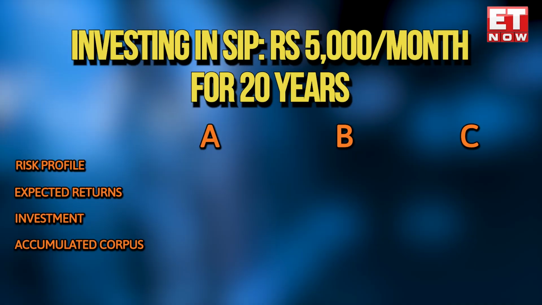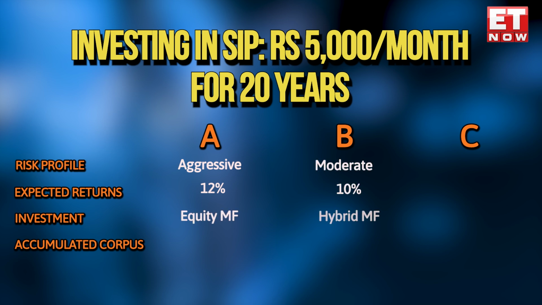Let me explain this to you with an example. Say there are three investors A, B and C choosing to invest in an SIP with rupees 5,000 per month for 20 years. A, with an aggressive risk profile, expects a return of 12%, invests in equity mutual fund. B, with a moderate risk profile, expects 10% and invests in hybrid mutual fund. C, with a conservative profile, invests in debt mutual fund and expects a return of 8%.